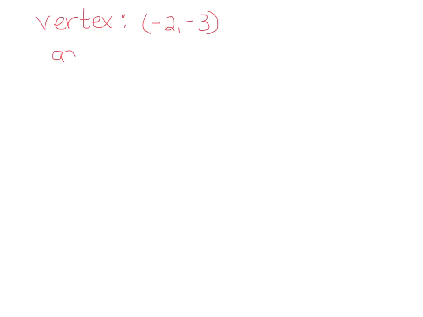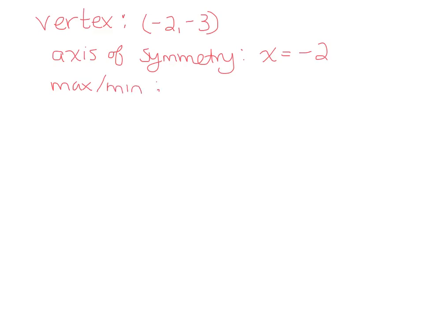The axis of symmetry is x equals whatever the x-coordinate is of your vertex. The maximum or minimum is the y-coordinate of your vertex. Now the question is, is it a maximum or the minimum? Look again at our function.